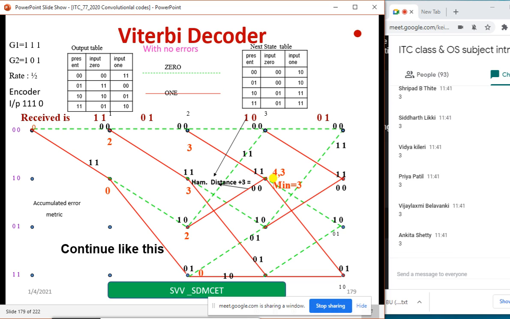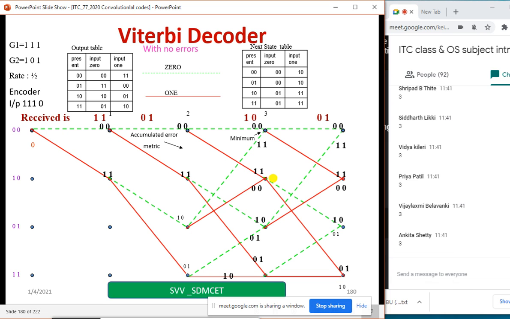Once you complete all these things, whichever is minimum, I have to start from the first point. For example, here I will start from here. Here I have a 2, here I have a 0. The least path I have to consider, so I will go through this. Again from here I have 2 paths, one is 2, another is 0. Which one I have to choose? Minimum. So I will choose this path.